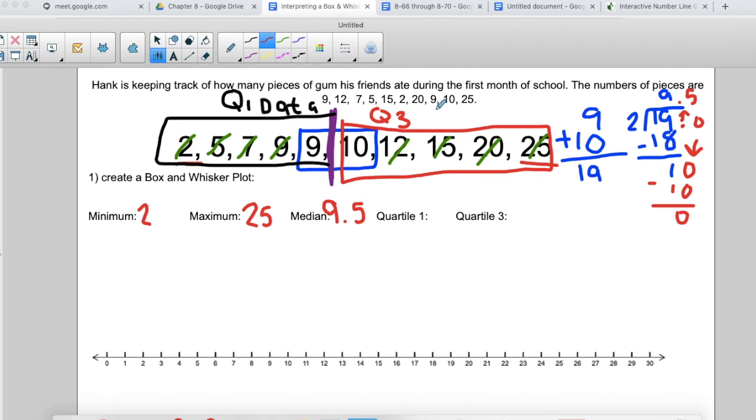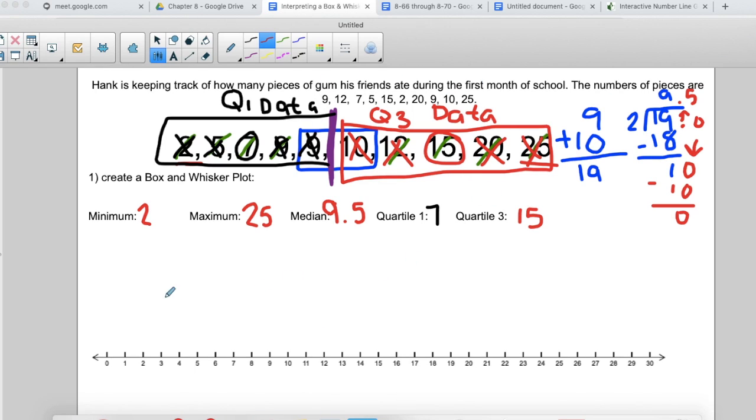Now, when we say quartile 1, all that really means is we want to find the median of the data left in quartile 1. So let's find the median. Again, cross one out on the low end, cross one out on the high end. And this time we end up with a nice number as our median for quartile 1, which is 7. Let's do the same thing for quartile 3 data. Cross one off on the low end and the high end. And when we do that, we're left with 15 as our median for quartile 3.